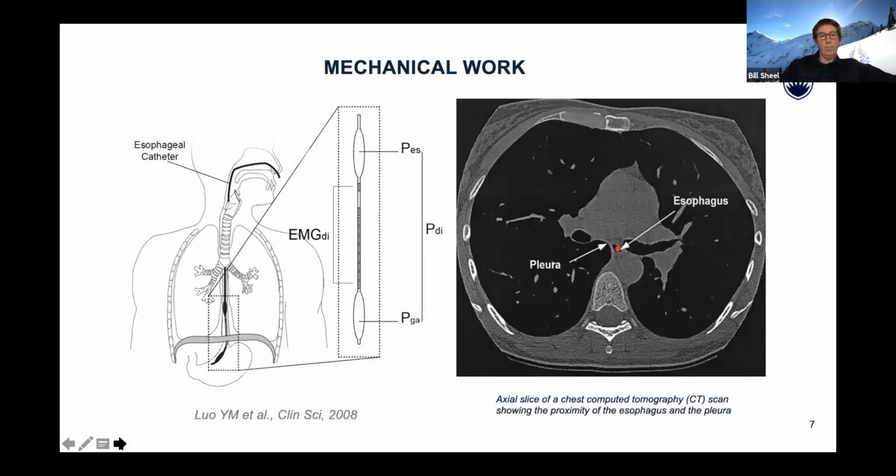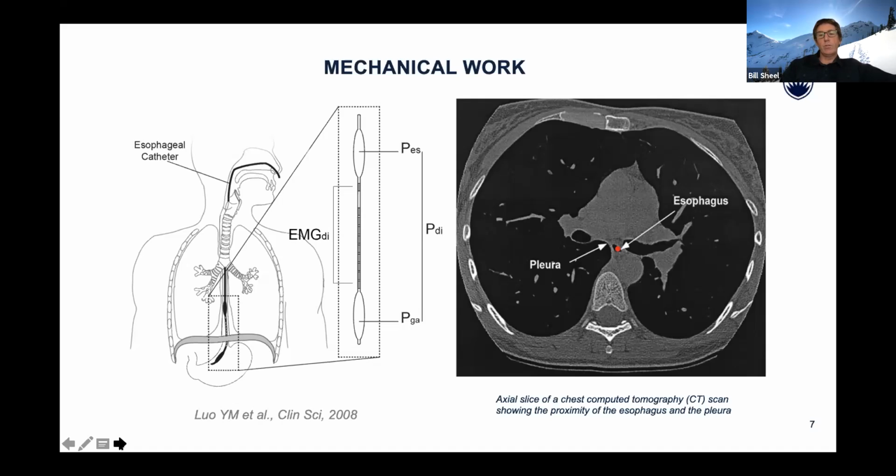And so here is a cartoon of a subject, and you can see this catheter system, so PES, esophageal pressure, PGA, gastric pressure, and in this instance, there's a diaphragm EMG catheter system in the middle. We won't worry about that for today. But the difference between those is the pressure across the diaphragm. Right? So you can measure diaphragmatic pressure under conditions of exercise.